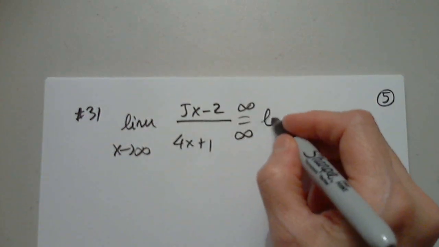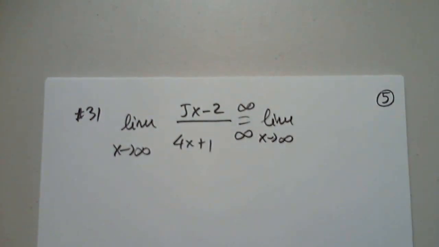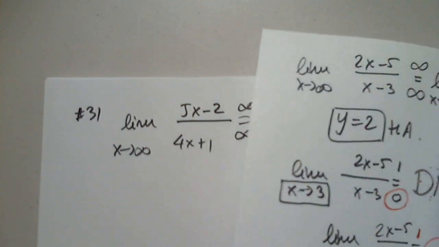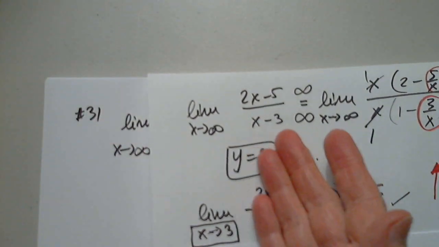So how do we proceed? What is the next step? Any suggestions? How do I continue? What we did a few minutes ago was we factored out the degree. We factored out the degree.